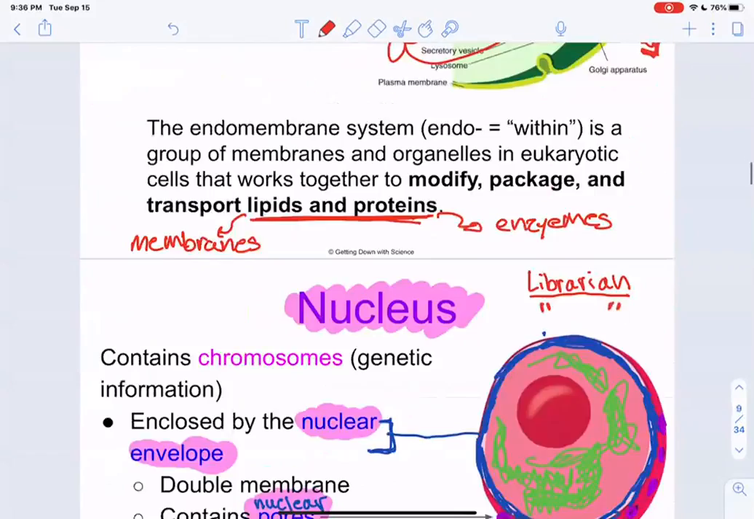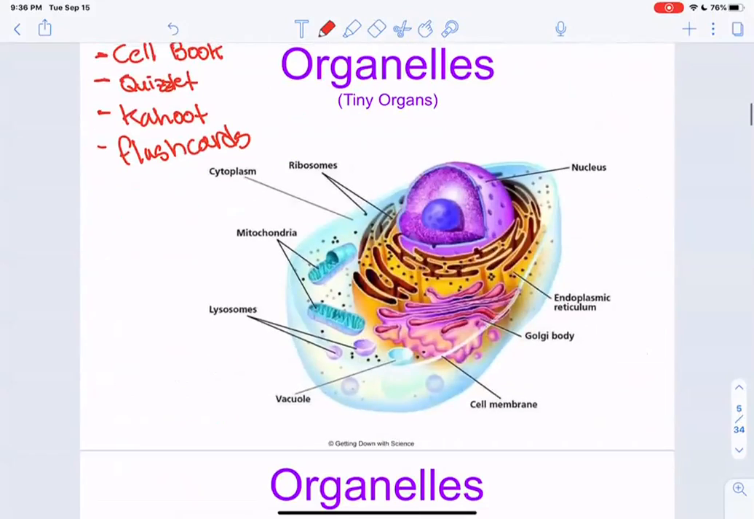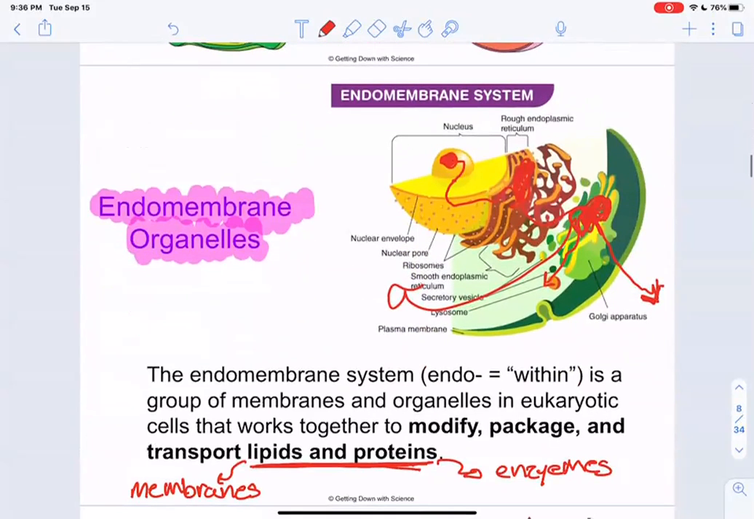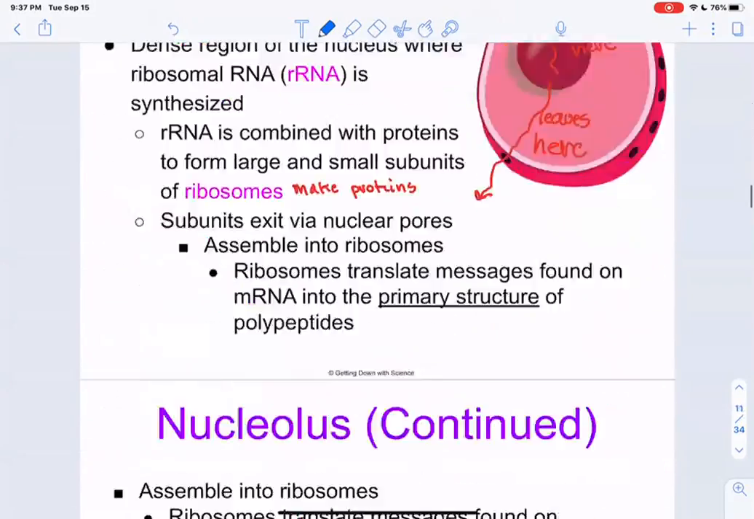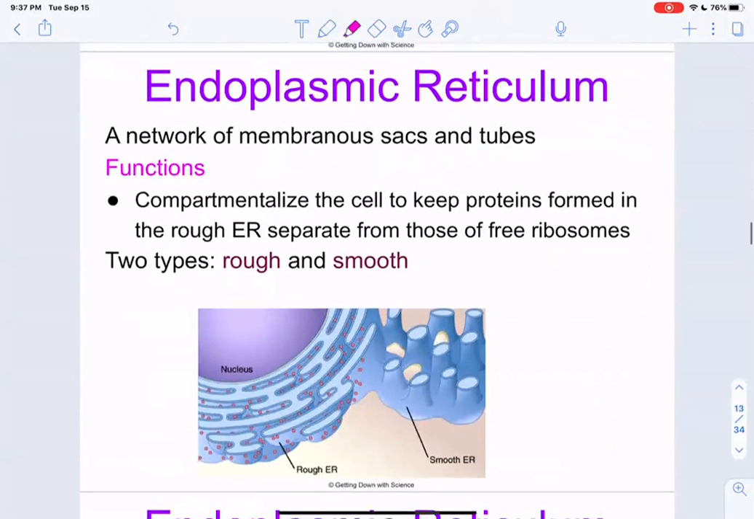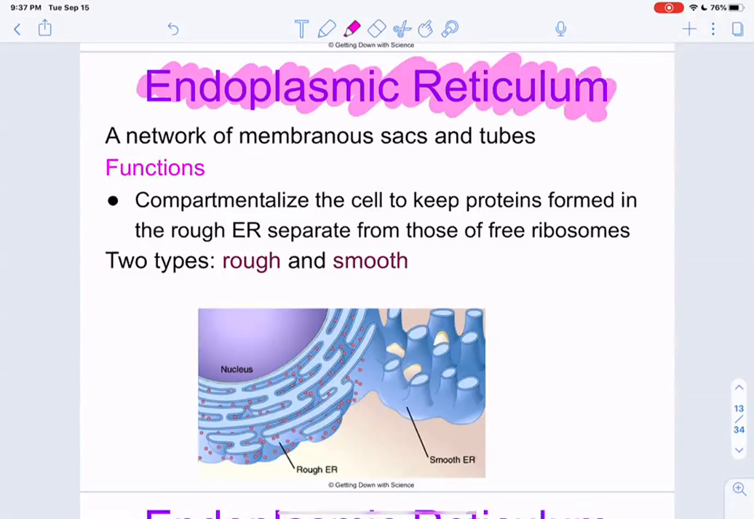Going back to the endomembrane system, we started in the nucleolus. We leave the nucleus through the nuclear pores, and now we are here in the ER. We are in the rough endoplasmic reticulum, or just the endoplasmic reticulum. As we're going to talk about, there are two different types. The key word: endoplasmic reticulum.